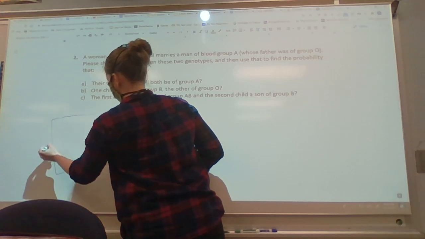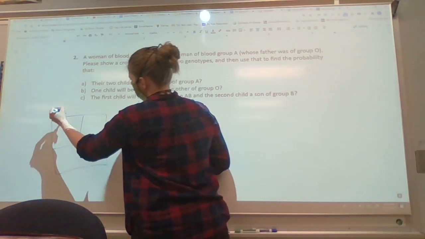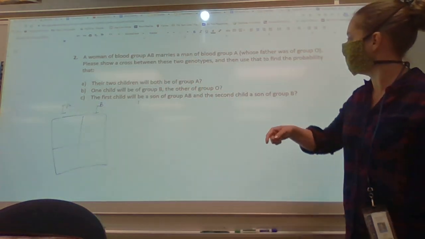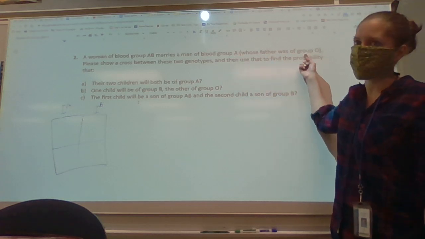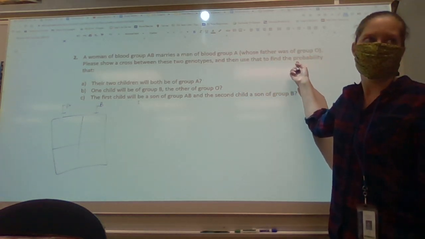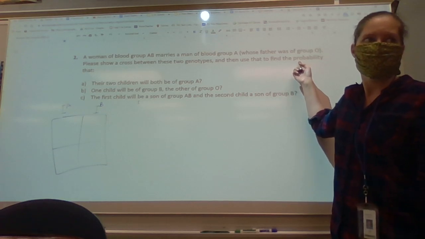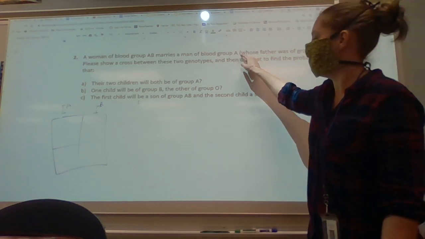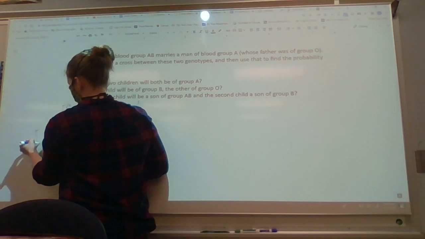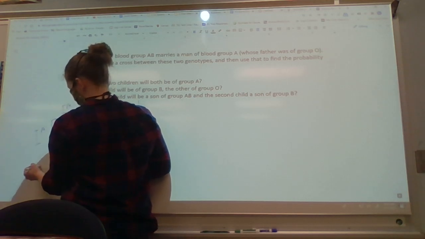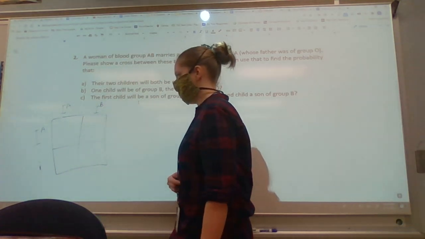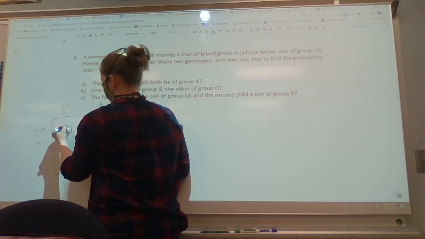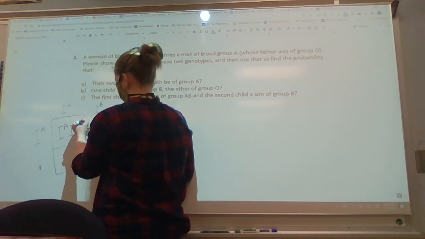So you really did need to set up a Punnett square for the cross. Mom's AB, dad is A, but his dad was O. So why is that important? Yeah, it tells you that he's going to be heterozygous for that A blood type, right? So he has one A allele and one O allele, one of the recessive alleles. That's pretty important to know. That's why that information is included there. So, use a Punnett square.